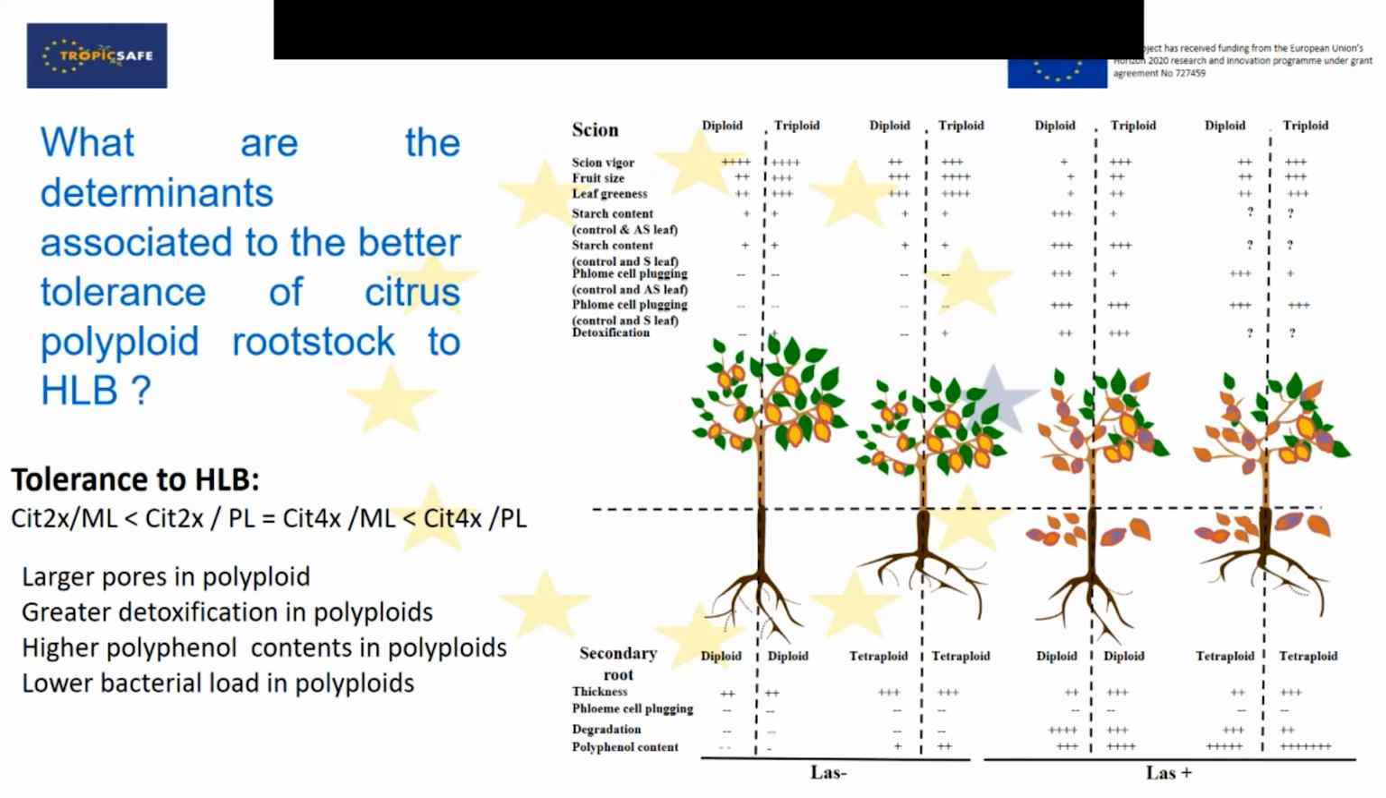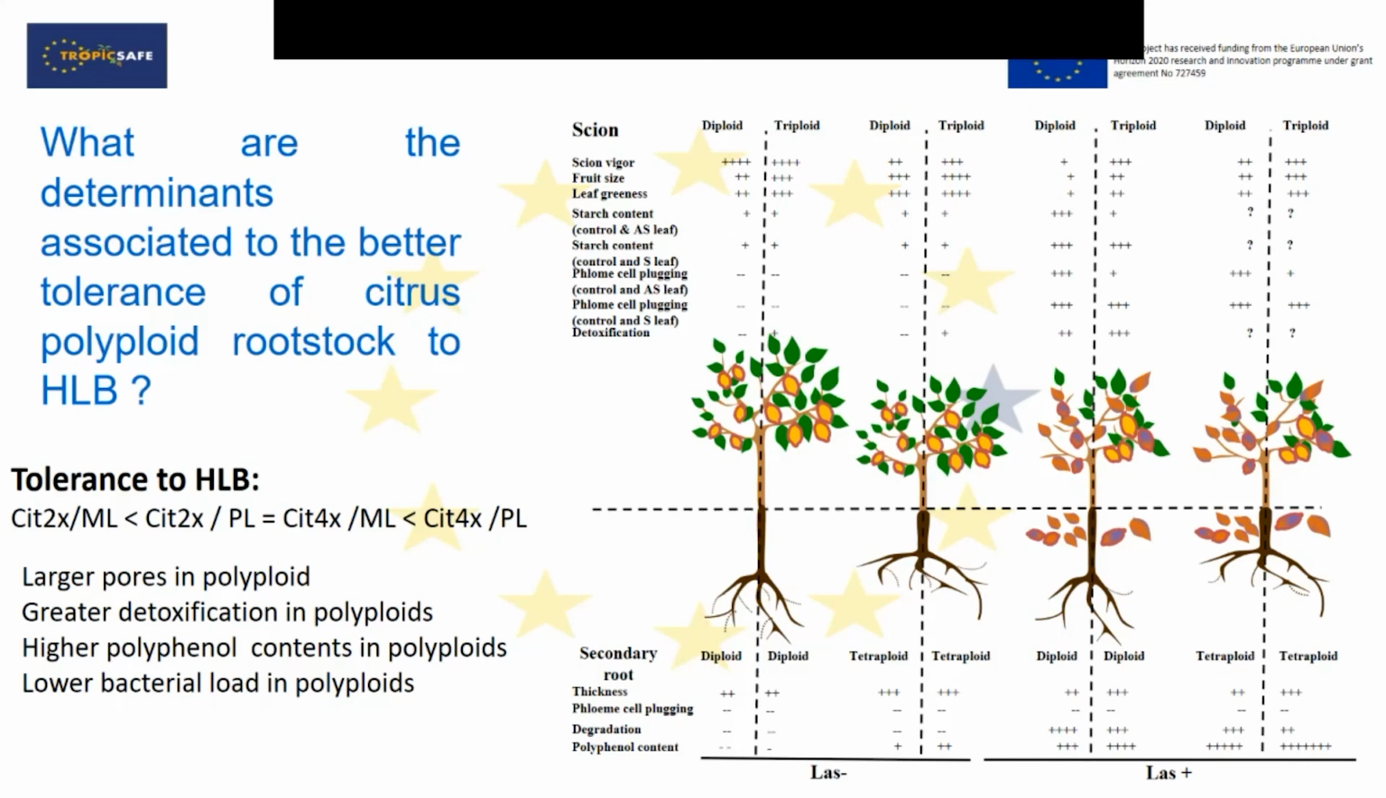So what you have to remember is that when you use different associations, diploid rootstock associated with Mexican lime is the association that is the most sensitive. And the most tolerant, you can see that it is the citrandarin tetraploid with the Persian lime. What is the reason for that?